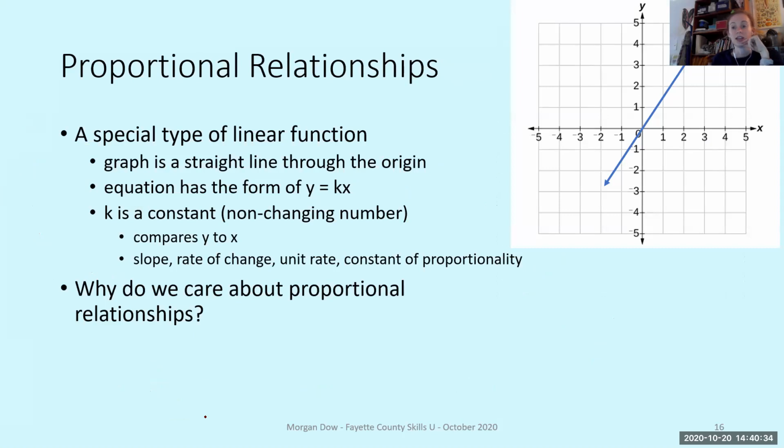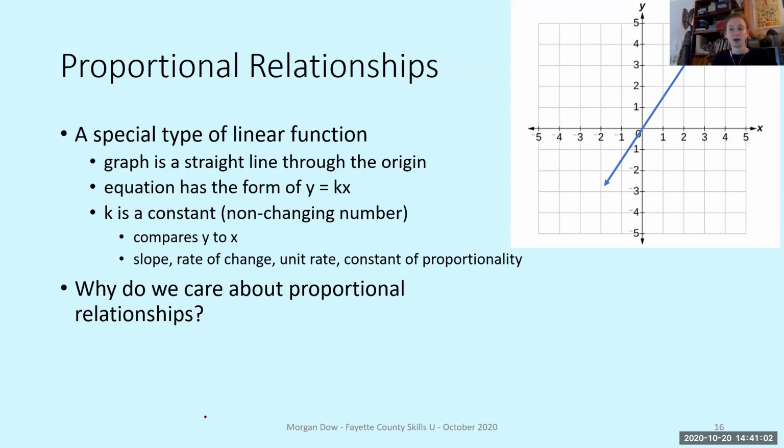So the last idea we're going to talk about today is proportional relationships. Now, we have done quite a bit of work with proportions already, and this is just a continuation of that work we've done with proportions. So a proportional relationship is a special type of linear function. It's a special type of linear relationship between 2 variables, between 2 things.